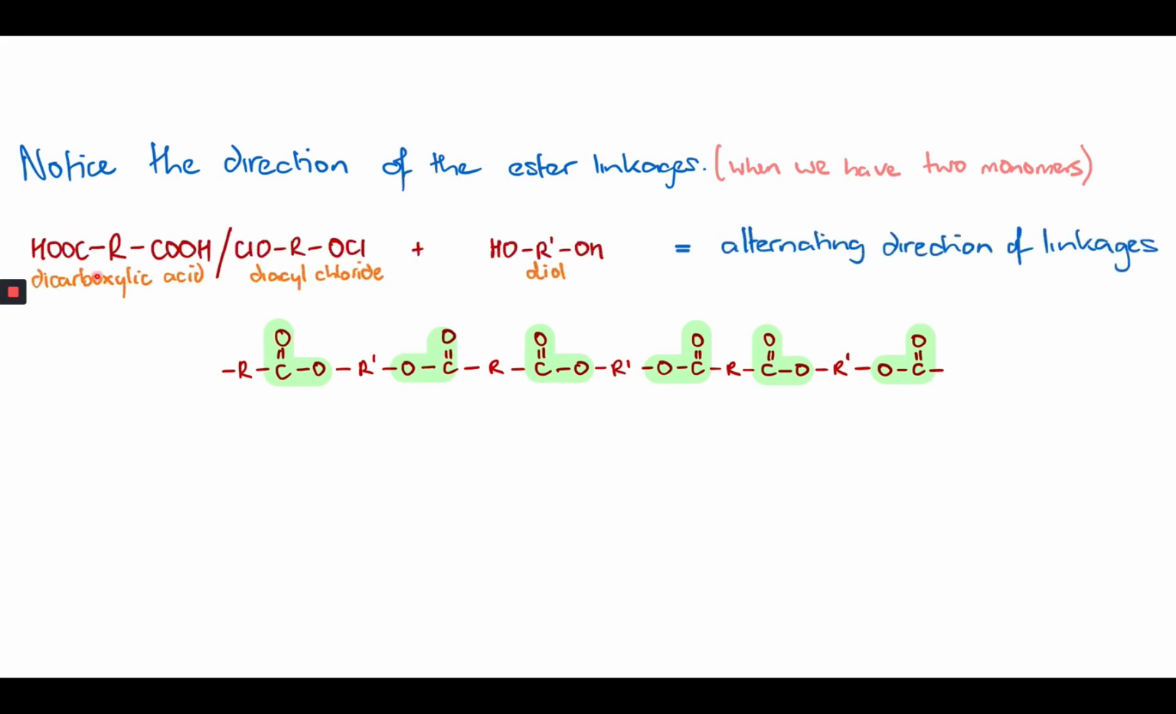alternating. So if you're reacting a dicarboxylic acid or a diacyl chloride, and I hadn't actually mentioned that up to this point, but bear in mind we said we could make an ester with an acyl chloride. So we don't have to have two carboxylic acid groups; we could have two acyl chloride groups. It's the same thing. The only difference is that we won't get 2n-1 of water, we would get 2n-1 of hydrogen chloride. But anyway, if you've got two monomers, you're going to get an alternating direction of linkages.